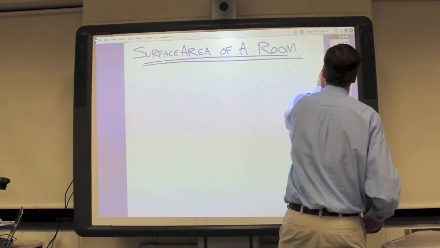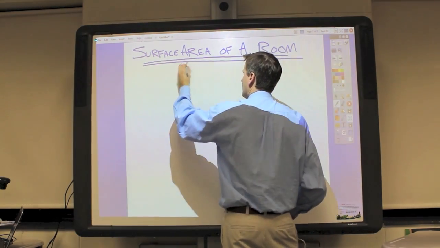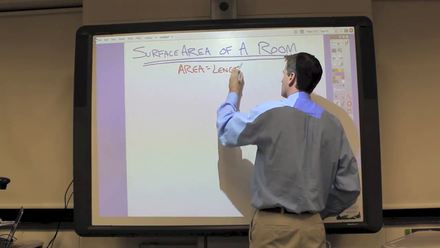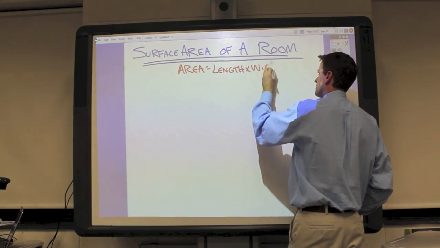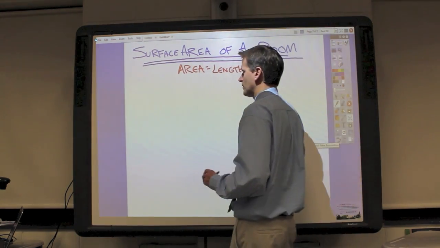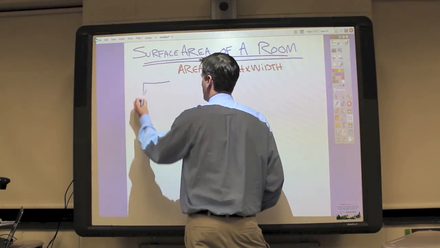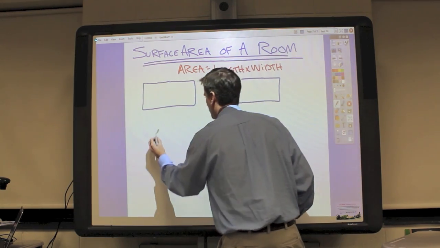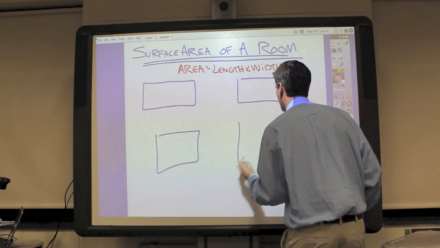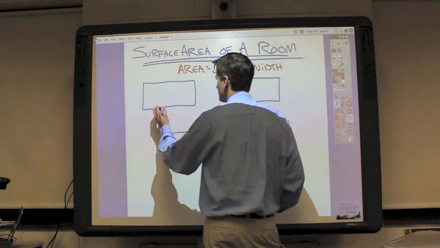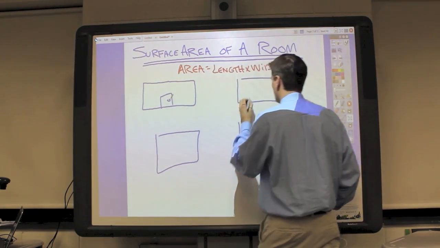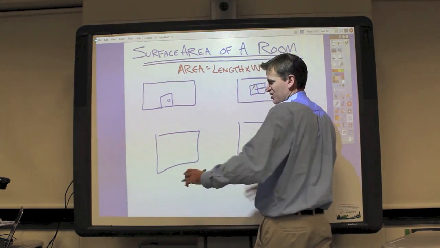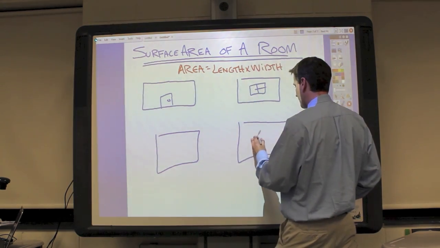I'm going to do an example. Again, just a quick reminder that area is going to equal length times width. That's always what we're going to use. So what we're going to have is wall number 1, wall number 2, wall number 3, and wall number 4. Wall number 1 is going to have a door. Wall number 2 is going to have a window. Wall number 3, we're not going to put anything. We'll say it's a blank wall. And then wall number 4, we'll put a closet.